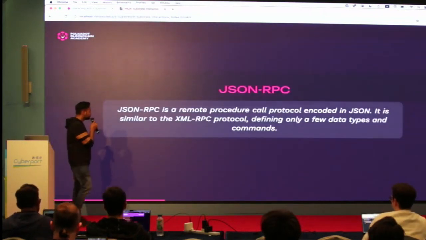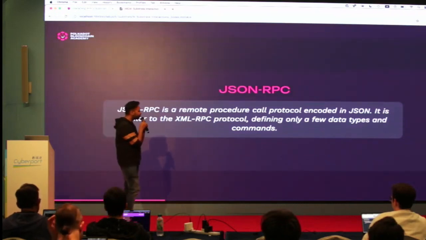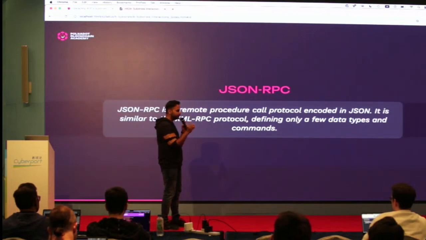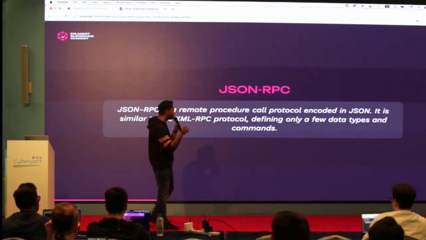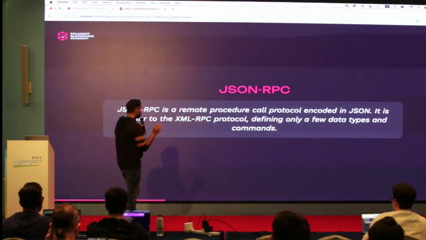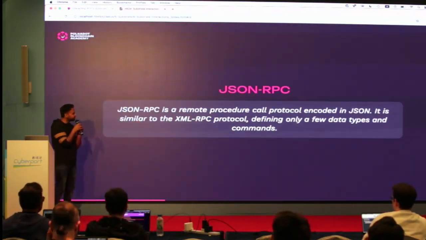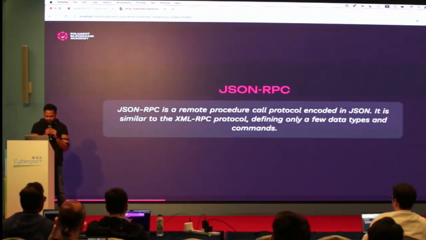So JSON RPC is a remote procedure call protocol encoded in JSON. We represent the function call that we are doing, we pass the function name, we pass the parameters in a JSON format. That's basically all it is. It's similar to XML RPC. XML was used extensively, I think, before.